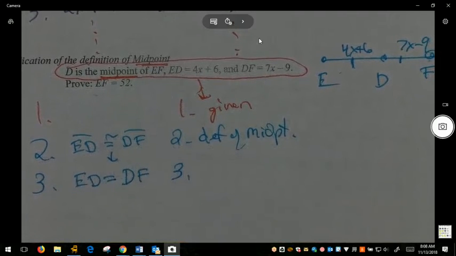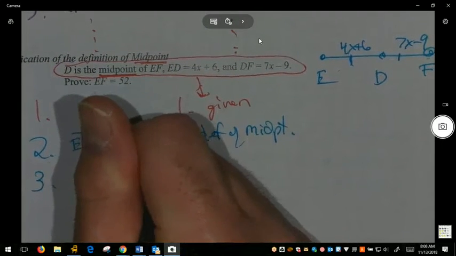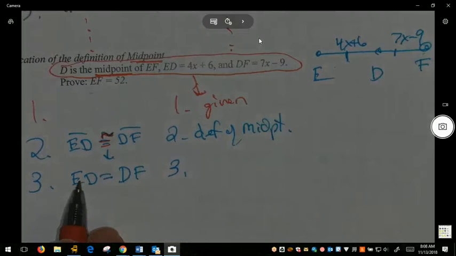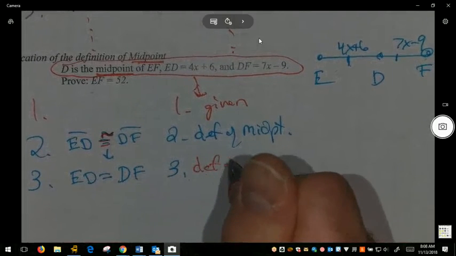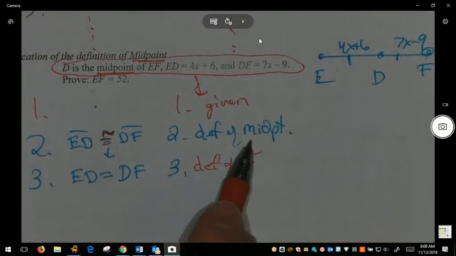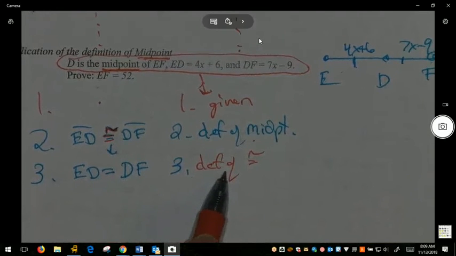Raise your hand if you know the reason why. Because ED is the measure of line segment ED. Yeah. See this right here? What does that mean? Equal in measure, and that's the measurement. So what would the reason be? Definition of congruent, absolutely. So just like we knew midpoint, so our next line is definition of midpoint. Now I know congruent, so my next line is definition of congruent.